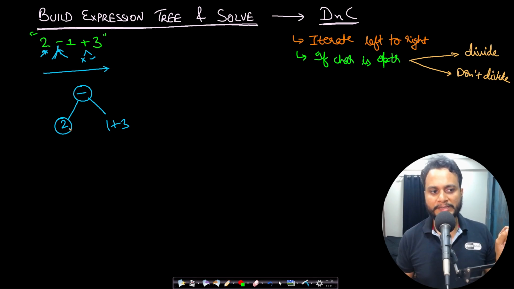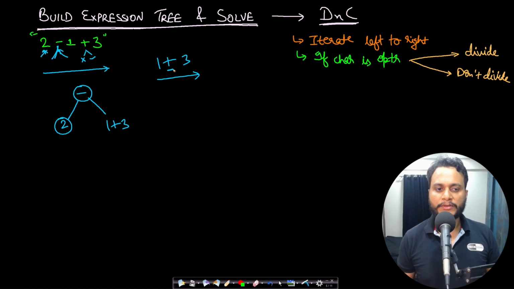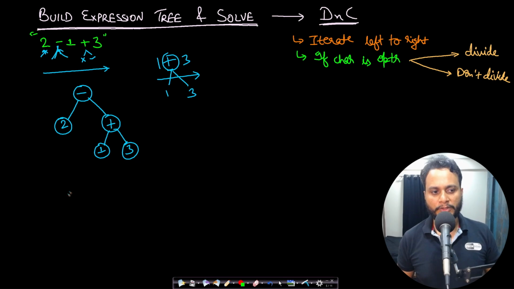When 2 is on the left hand side, it is just a single operand, so no more division is required. On the right hand side you have 1 plus 3, and you just have a single operator. So we will partition at this point, and the left hand side will have 1, the right hand side will have 3. So you will have plus here with 1 on the left and 3 on the right. You see that all the leaves contain the operands and the internal nodes are the operators.